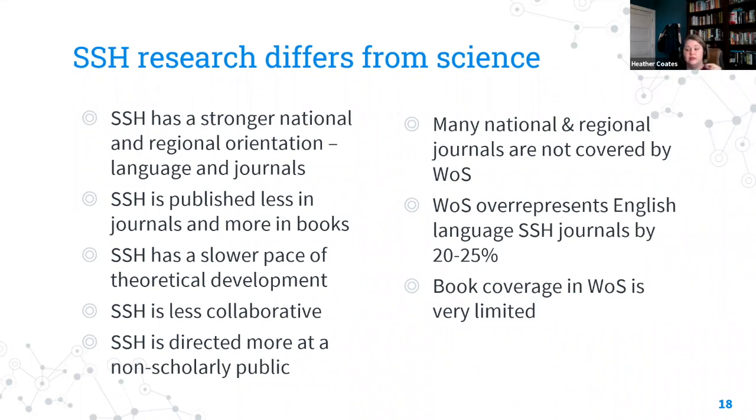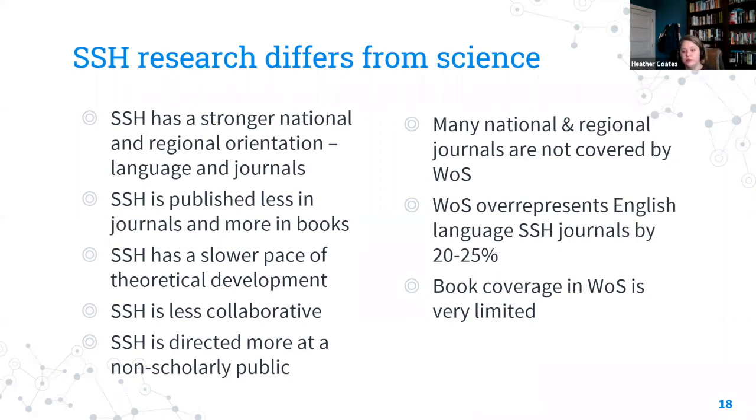Social science and humanities research is directed more often at a non-scholarly public. And so this influences the metrics that we have, because many national and regional journals are not covered by Web of Science, which again, remember, aims to be selective and generally focuses on journals that have international levels of audiences.